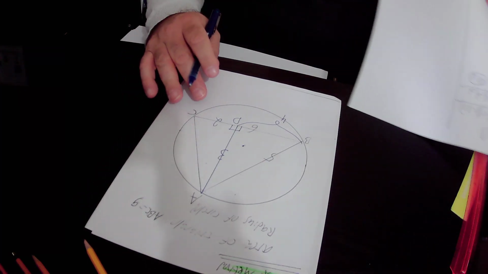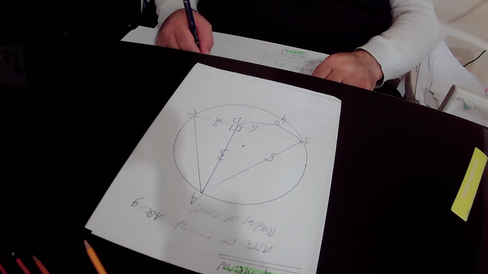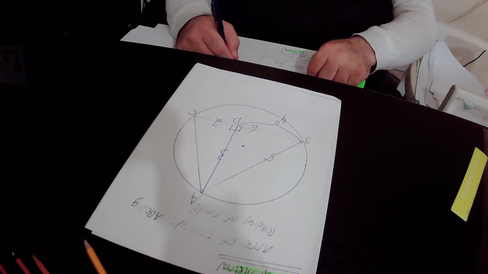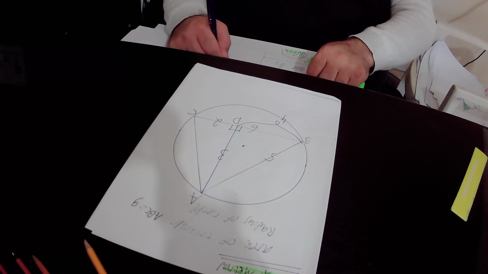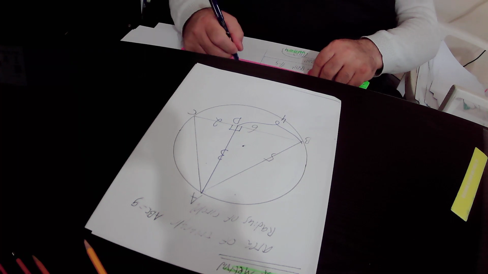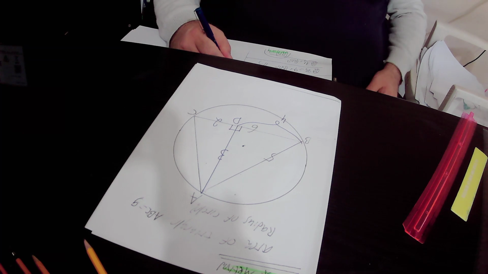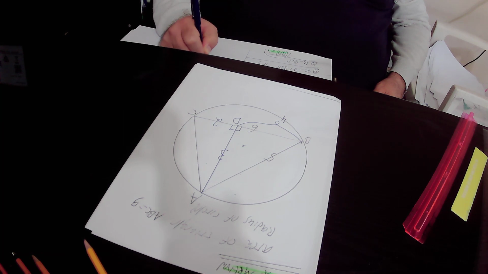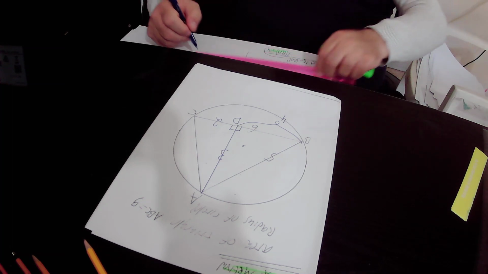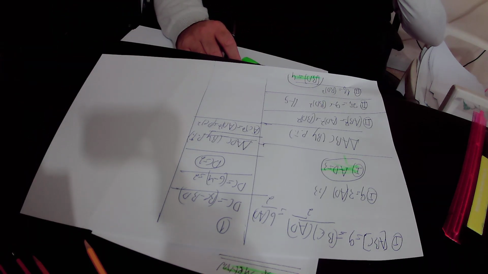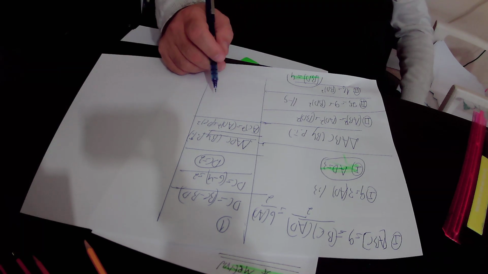In the next step, we'll focus on the right triangle ADC. We'll implement the Pythagoras theorem on the right triangle ADC. In the right triangle ADC, the square of the hypotenuse equals the sum of the squares of the perpendiculars. So by PT, we get that the square of the hypotenuse is AC squared. That is equal to AD squared plus DC squared. I'll repeat again. In triangle ADC, according to the Pythagoras theorem, AC squared equals AD squared plus DC squared.